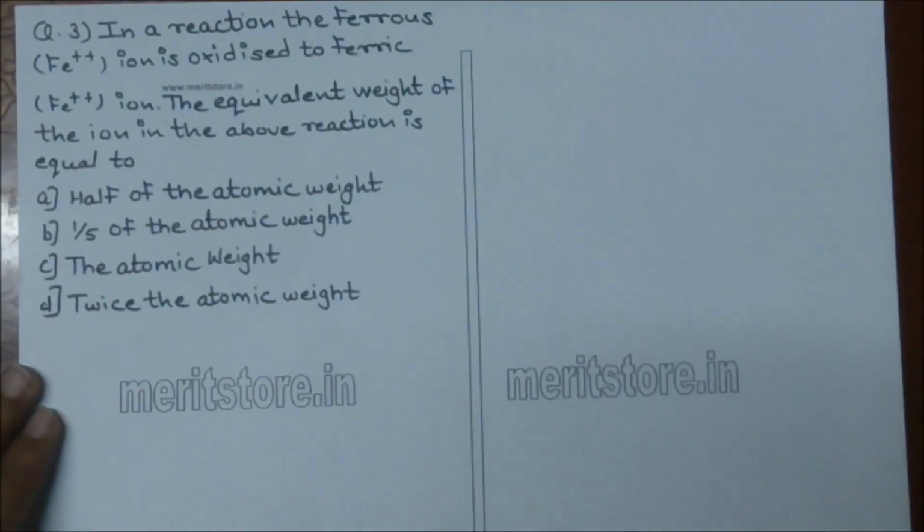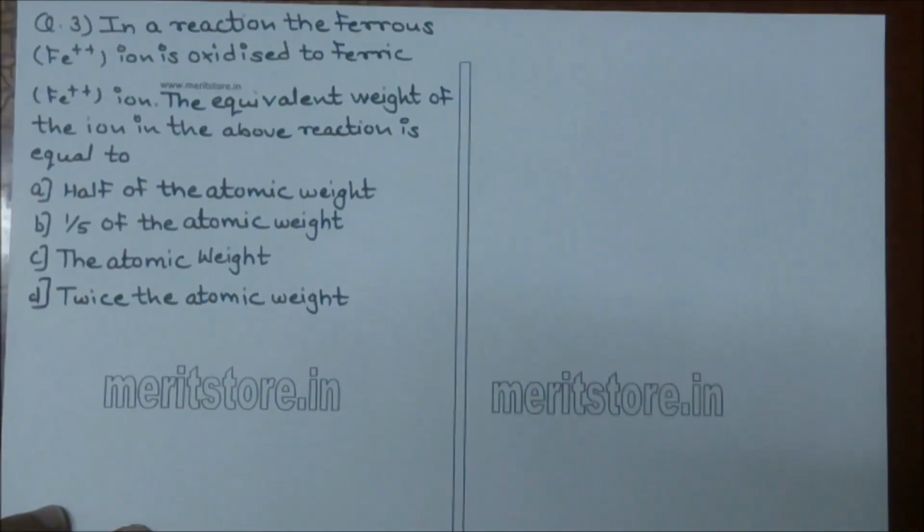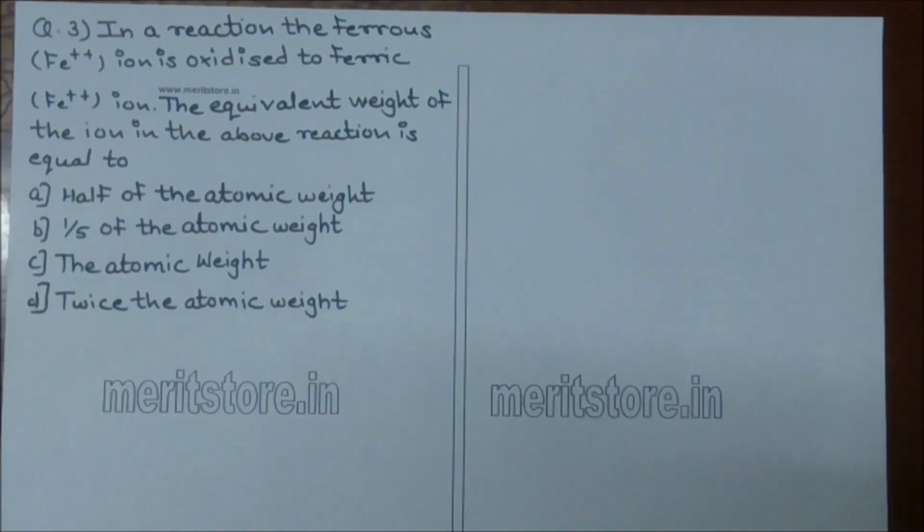Question number 3. In a reaction that ferrous iron is oxidized to ferric iron, the equivalent weight of the iron in the above reaction is equal to A half of the atomic weight, B 1/5 of the atomic weight, C the atomic weight, D twice the atomic weight.